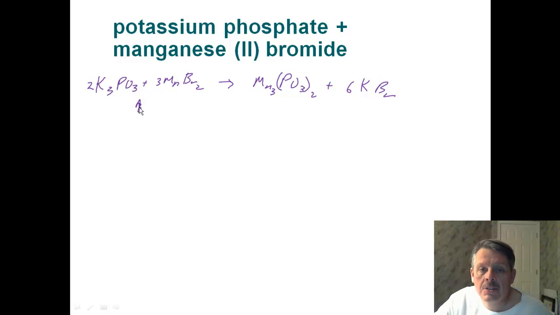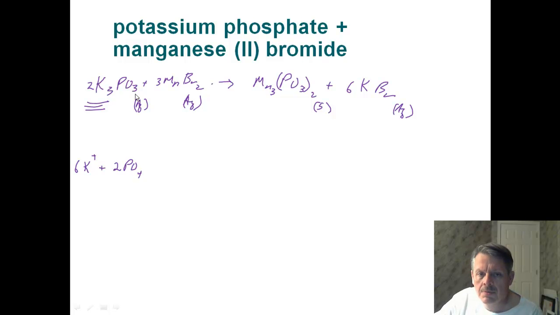Okay. This thing is aqueous, this thing is aqueous, and I happen to know, I had to look up, manganese phosphate. And manganese phosphate is in fact a solid, and potassium bromide is in fact aqueous. So I know what's changing. I know it has to be broken down. So let's try this. How many potassiums do we have? Be very careful there. How many potassiums? We have 6 potassiums. Each one has a +1 charge. And we have 2 phosphates.